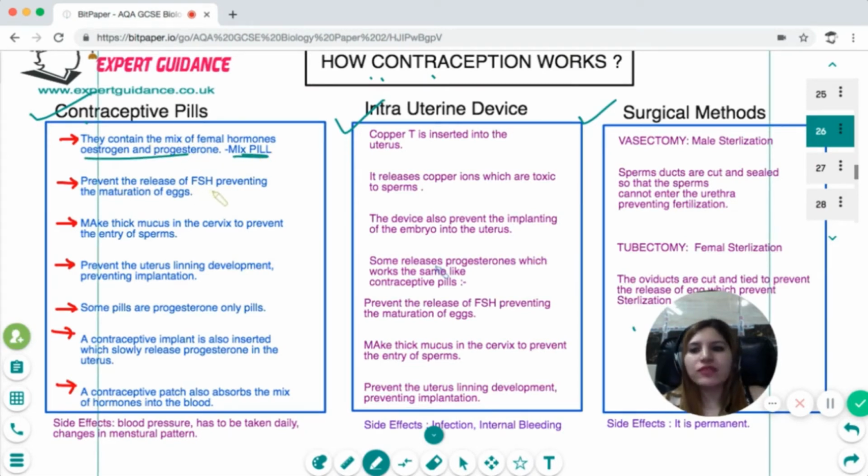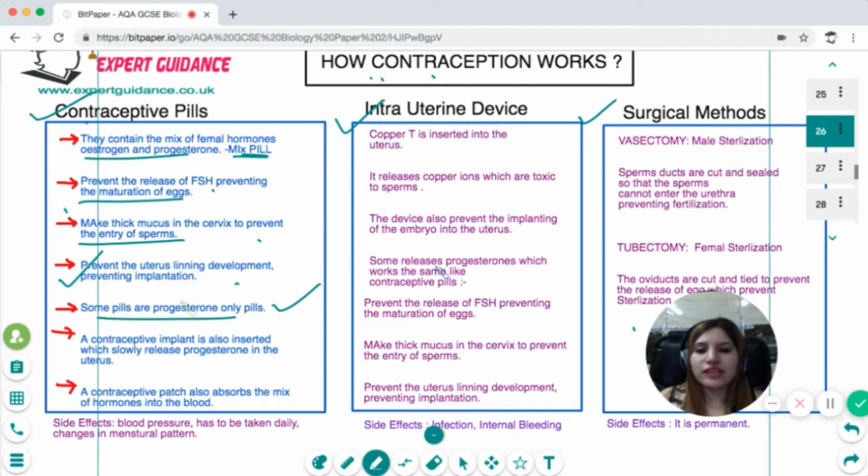They prevent the release of FSH, thereby preventing the maturation of the egg. They also make thick mucus in the cervix, which prevents the entry of the sperm. They also prevent uterine lining development, so they prevent implantation. Some pills just contain progesterone, and at times a contraceptive implant is also inserted. So there you don't have to take the pills regularly, and this implant slowly releases progesterone and maintains the uterus lining.